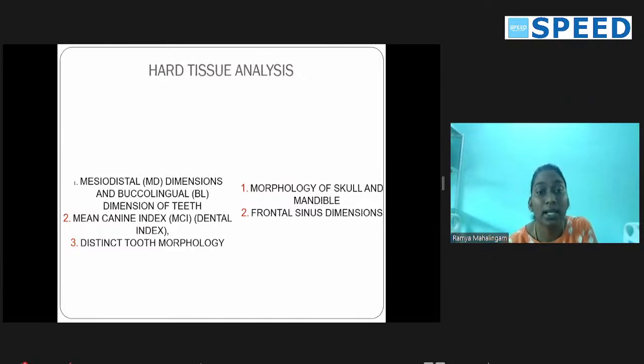Okay, all these are interrelated, and the morphology of the skull and the frontal sinus dimensions are very important. Some patients will have a distinct bone morphology, distinct cranial morphology. So with this morphology, you can identify the age or sex of the patient, and also with the dimensions, you can identify the age of the patient as well.